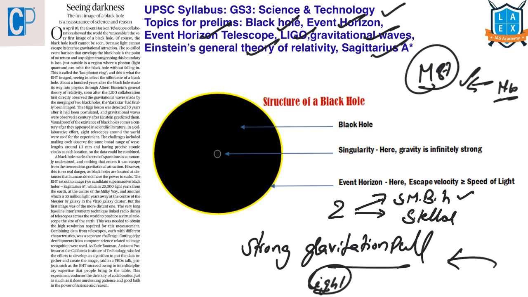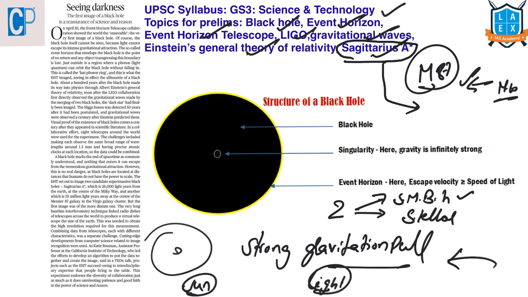What is a supermassive black hole? This supermassive black hole will be found at the center of galaxies, and it is a billion times more massive. That means it is a billion times larger than the sun. And our Milky Way galaxy also has a black hole at its center. That black hole is Sagittarius A. This is the black hole in our Milky Way galaxy. This is the supermassive black hole.